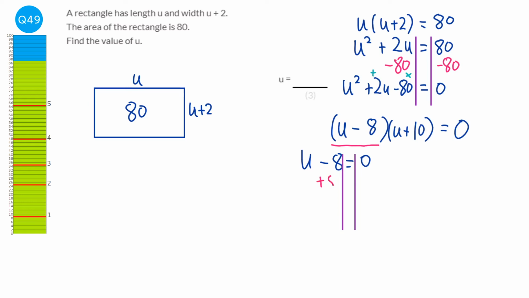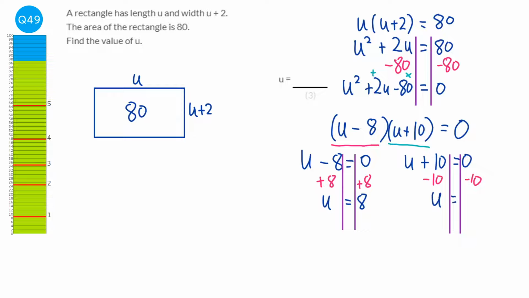And so we're going to add 8 both sides, and we've got u equals 8. And we're going to do the same for this right hand bracket, so u plus 10 equals 0. Get our lines in, and take away 10 both sides, so u equals minus 10.